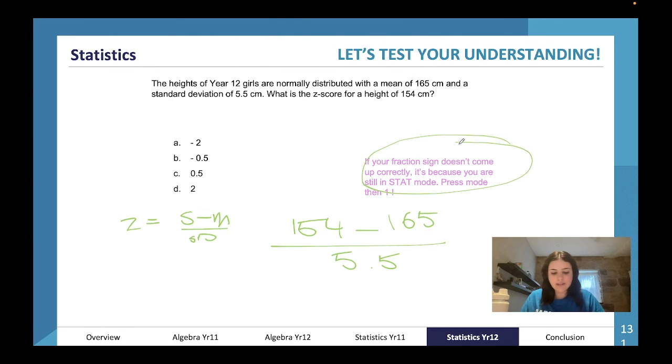Now this is an important note. If you need to go back to stats mode, hit mode 1 for comp. Then you're going to hit fraction. 154 minus 165 over 5.5. I have a Z-score of -2. This means I am 2 standard deviations below the mean.